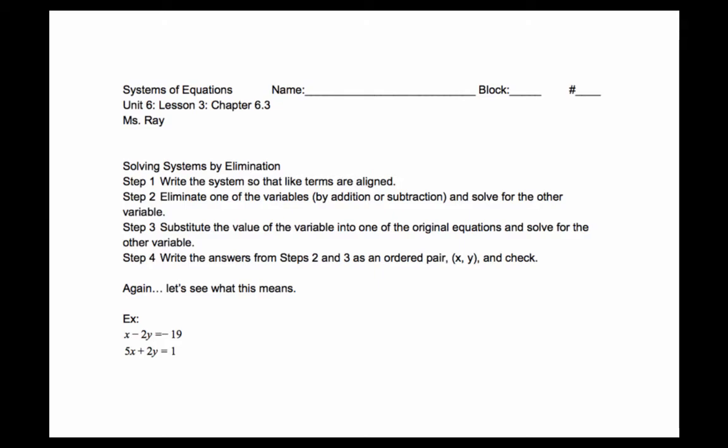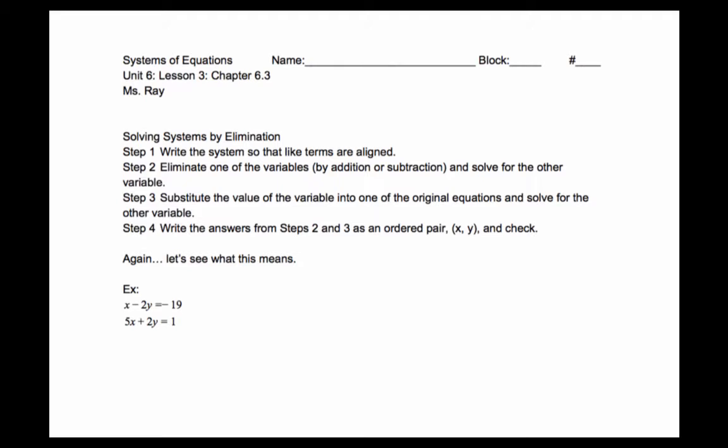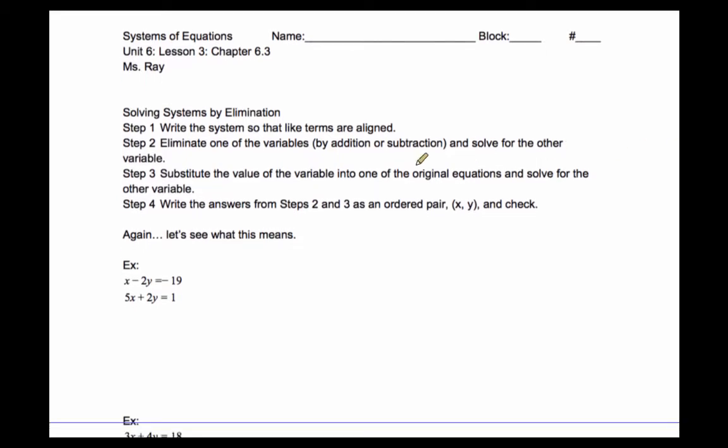Alrighty, here we go. This is Unit 6, Lesson 3. We are going to be solving systems by elimination. So far we have solved systems by graphing and by substituting, and now we're going to learn what elimination looks like. Remember I talked about in the last video that it's a good idea to look at your systems and see which would be the best way to solve, so just continue thinking about that as we do these examples.